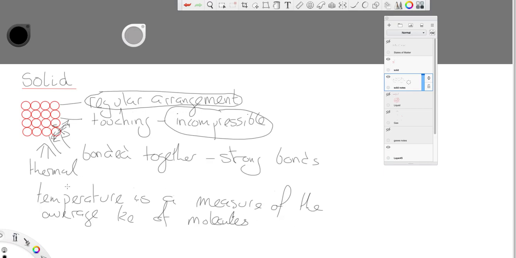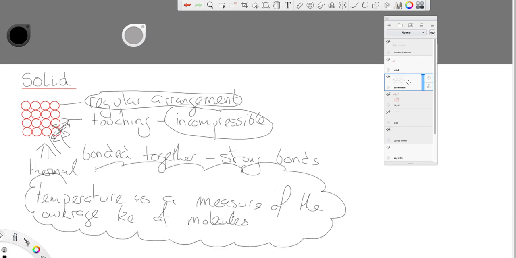Now that's really important. Something for you to really get clear in your head. Temperature is a measure of kinetic energy of the molecules, but not just kinetic energy, but the average kinetic energy. That means some atoms or molecules might have more kinetic energy than others. That's really important. So that's what temperature is. You're measuring the average kinetic energy of the molecules in your substance. So there's your solid. Regular arrangement, atoms and molecules are touching. That makes your solid incompressible.